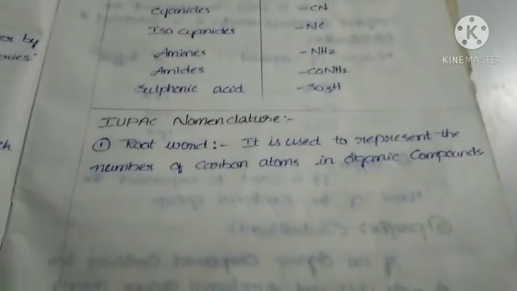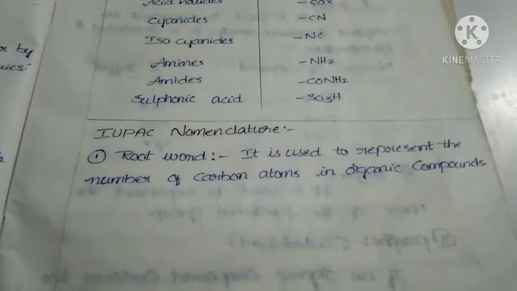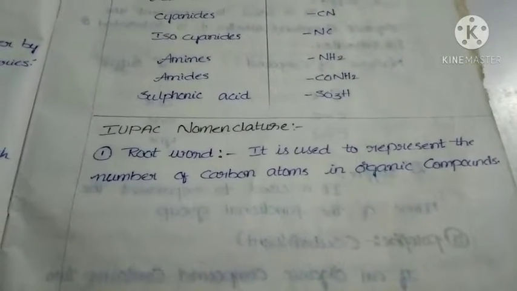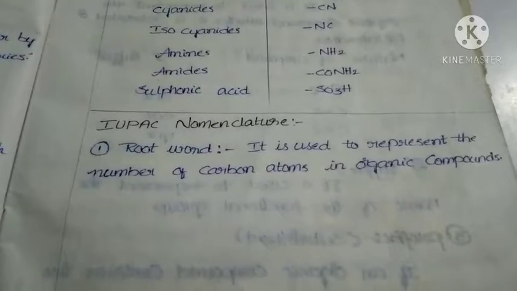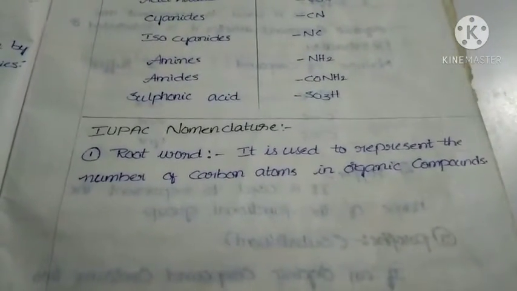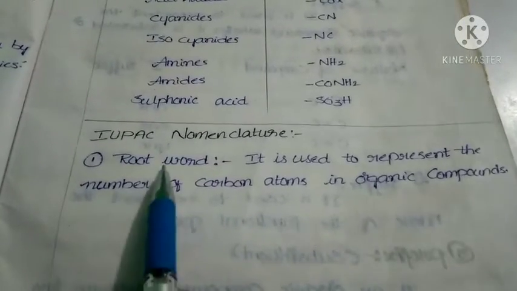Good morning, students. Now I am going to discuss the nomenclature of organic compounds, that means IUPAC names of organic compounds. Before that, we should know some points. The first one is root word.